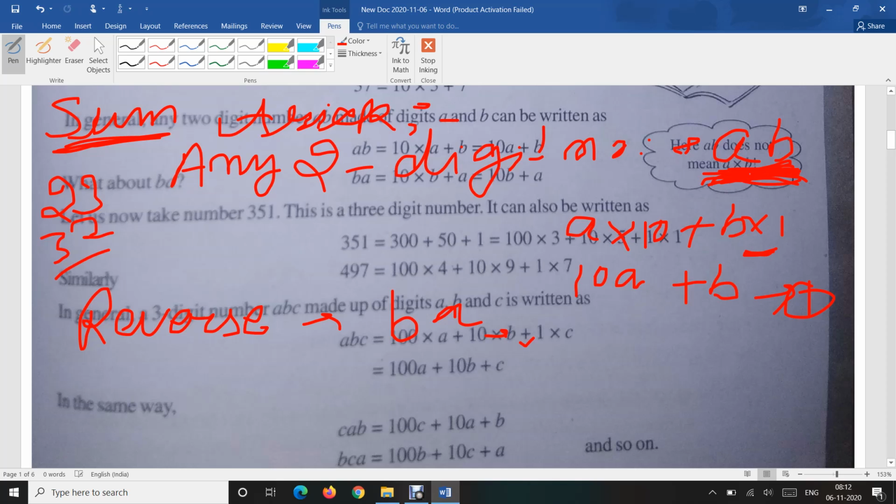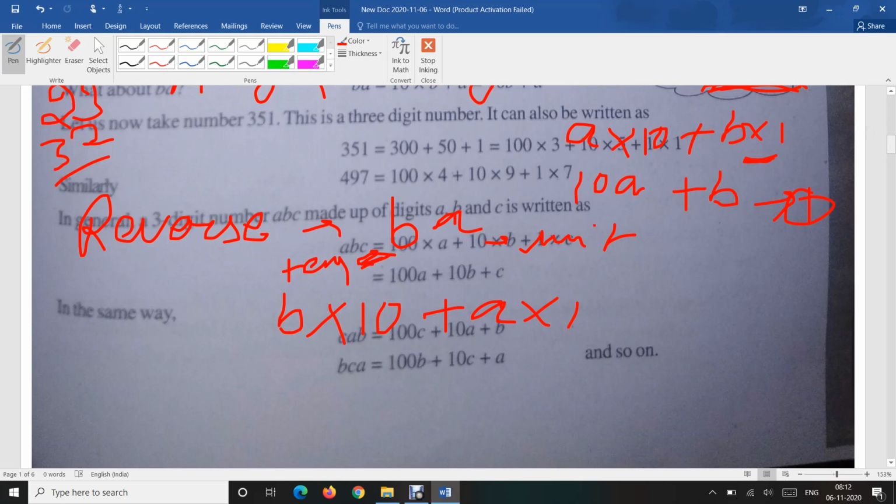This time B is at the tens place and A is at the unit place. That means we can expand it as B multiplied by 10 plus A multiplied by 1. That means here we are left with 10B plus A. Now this is the second equation. This is the first equation, and this is the second equation.